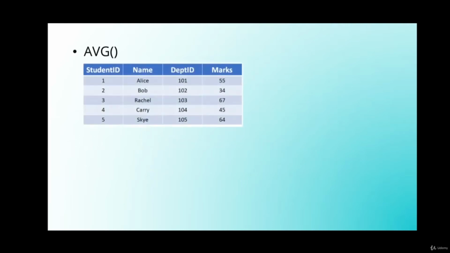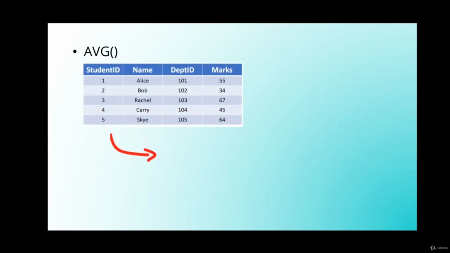First is the average function. Here is a table. Let's assume the name of this table is student. It has 4 columns: student ID, name, department ID, and marks. Suppose we want to find the average marks that are scored by all the students. We can do it with the help of aggregate functions.